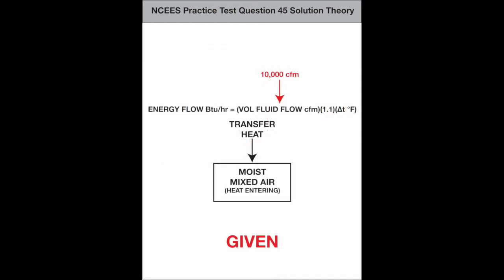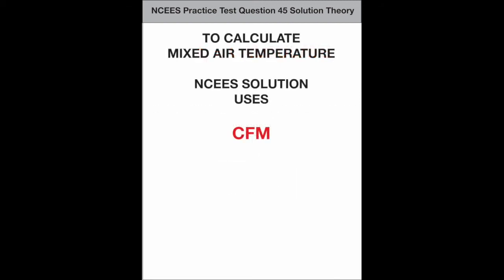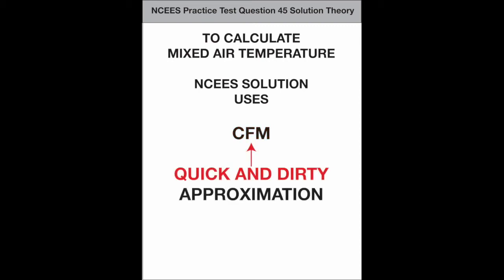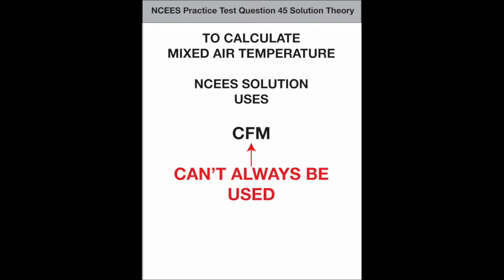You're given the flow of 10,000 CFM. You're given the ending temperature of 160 degrees Fahrenheit. You'll need to find the beginning temperature to solve for energy flow. The entering air temperature is mixed air, so you'll need to do a mixed air temperature calculation to find the entering air conditions. The NCEES solution uses CFM to determine the mixed air temperatures. Note: this is a quick and dirty approximation technique. It can't be used on all mixed air circumstances and be sufficiently accurate.